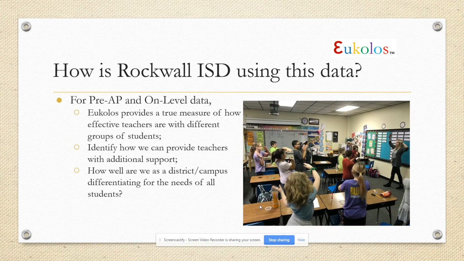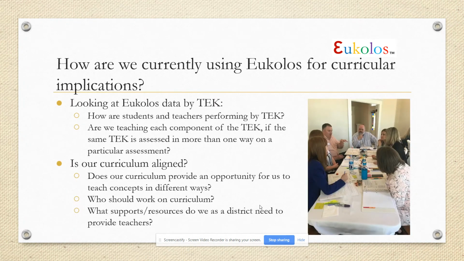For pre-AP and on-level data, here you can utilize this idea of, did they really grow? Like we talked about earlier, sometimes it's tough to take high kids higher. Also, you can utilize this data to ensure which teacher's teaching pre-AP, because if you have a teacher that's doing really good at pre-AP and growing those kids, you want to make sure in the master schedule, as wise, you have those teachers working with them. And then is the differentiation working across the board?